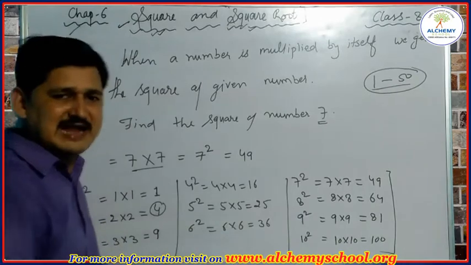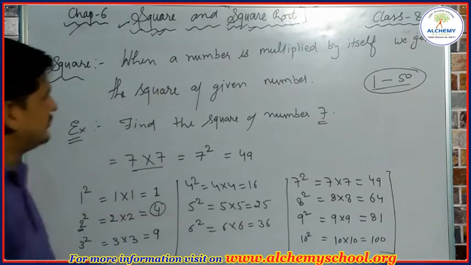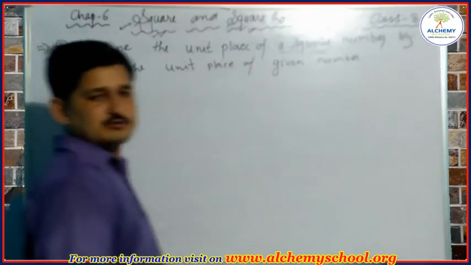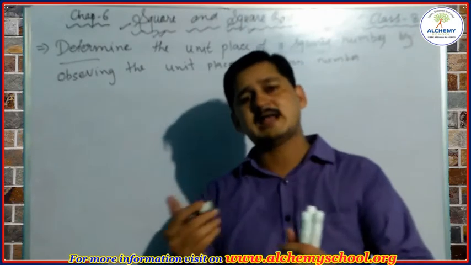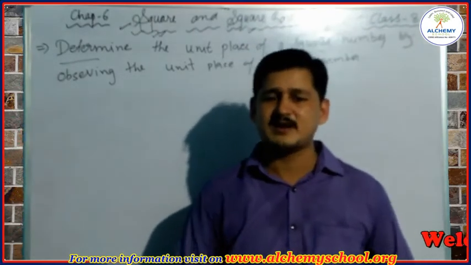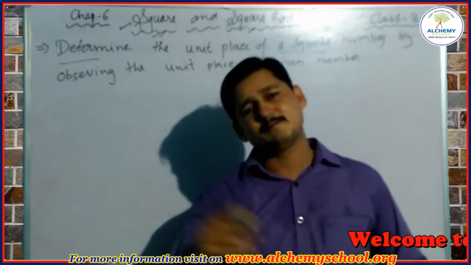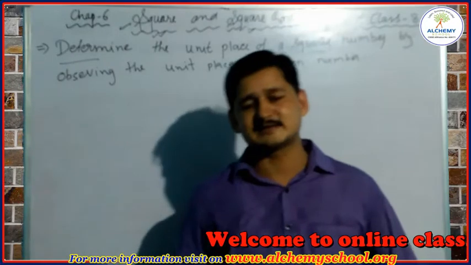Okay, the next thing that we are going to discuss is very interesting and very simple. Okay students, so here we have discussed what is the square of any number and how we can find it. When we are going to find the square of any number, the number will be multiplied by itself and we get the value, and the value is called the square of that number.